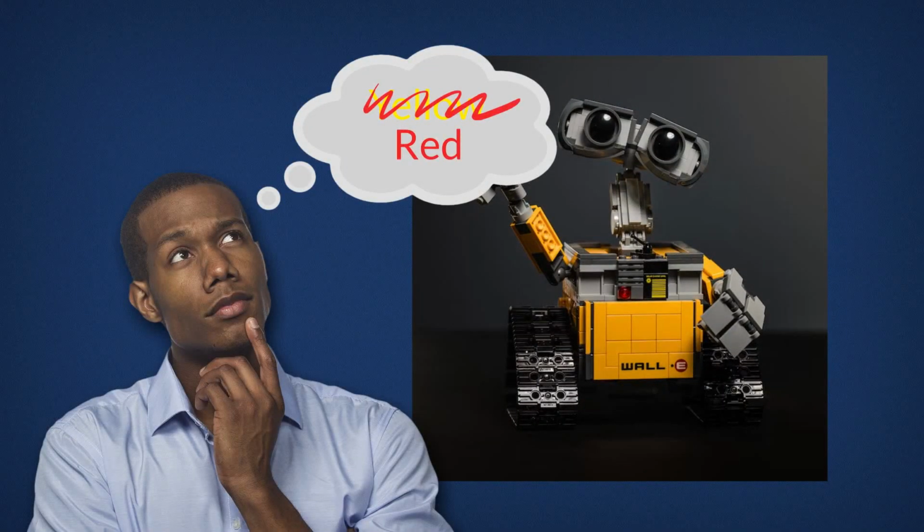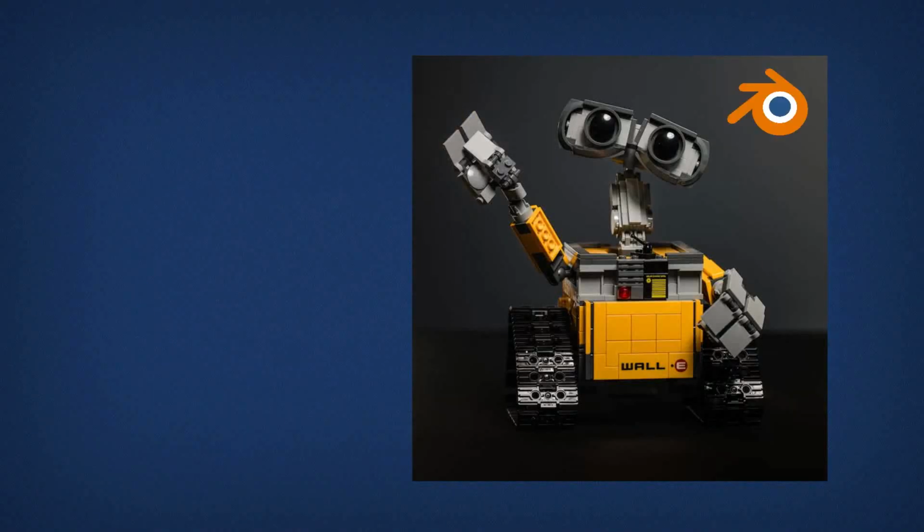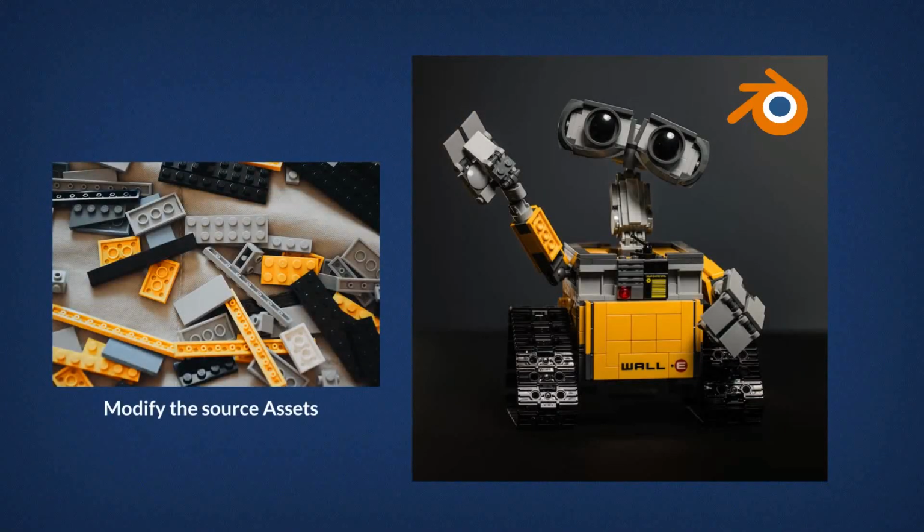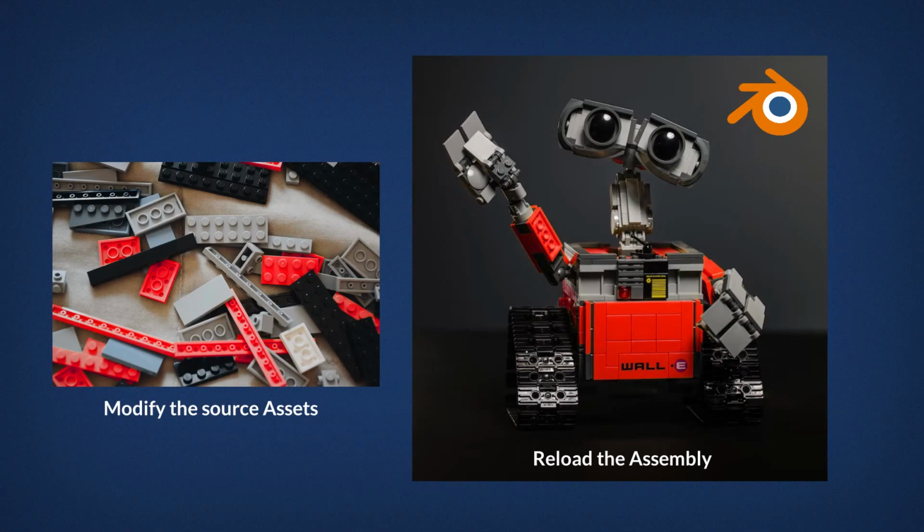Now, let's say you finish your assembly and you decide, I wish all the yellow bricks were red instead. If this were a digital CG project, we could simply modify the source assets, make them red, and then when we reload the assembly, all the yellow bricks will be red. That's pretty cool and very powerful.